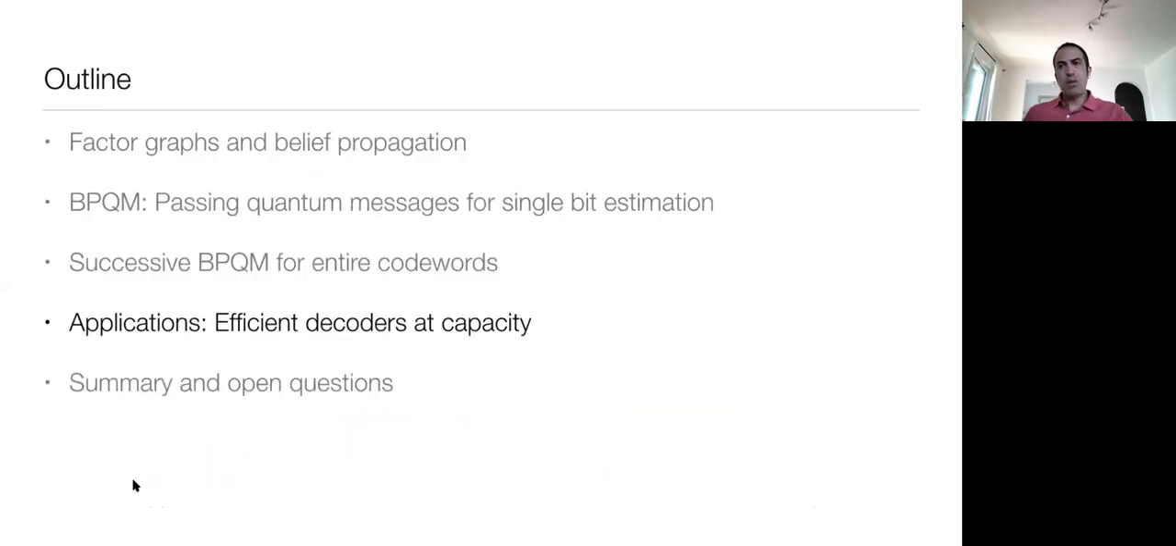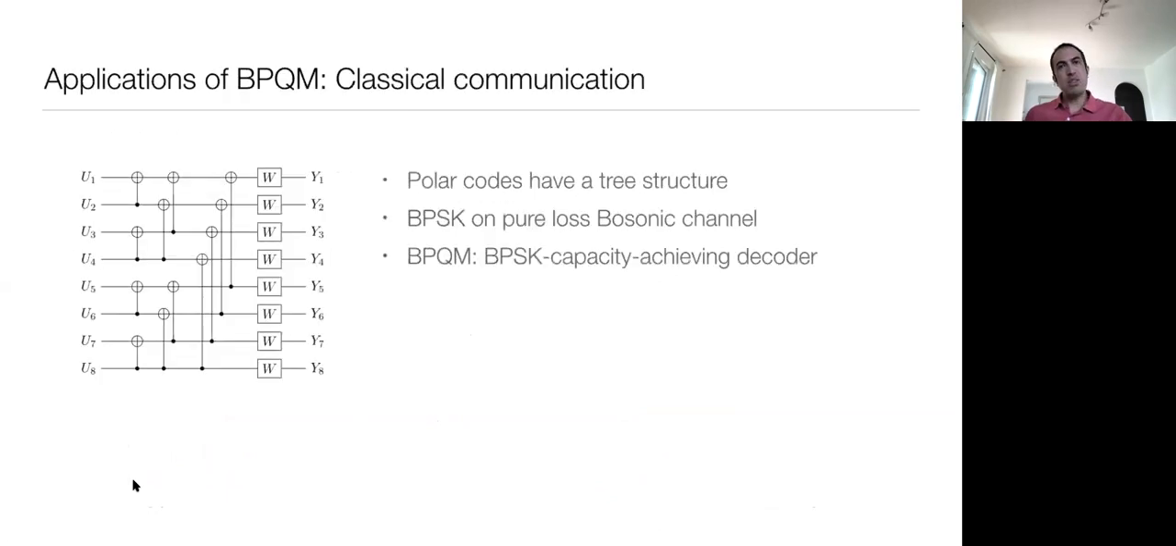Okay, so now time is running short. I will skip over the applications or just mention them very briefly and then leave you with the summary and open questions. The applications are that you can use this to build efficient decoders for high rate or even capacity achieving codes. And there are 2 examples that come to mind right away that work out right away.